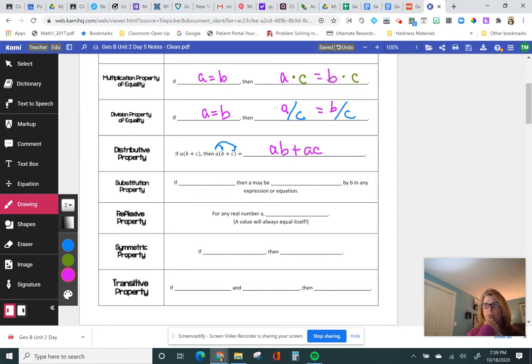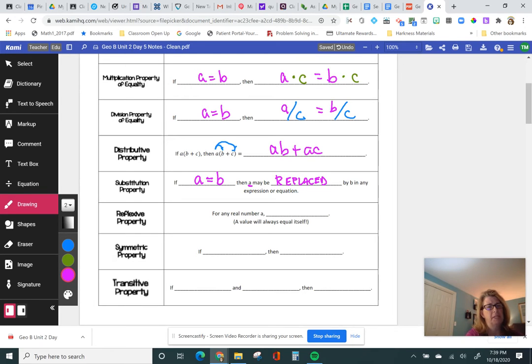Now, substitution is one that everybody uses, but we never really think about it. If I said A is equal to B, then A may be replaced by B. We use the substitution property of equality when we substitute our value for x back into the original equation. We now know that x is equal to that, whatever that number is. So we replace it, we substitute that number back in for x.